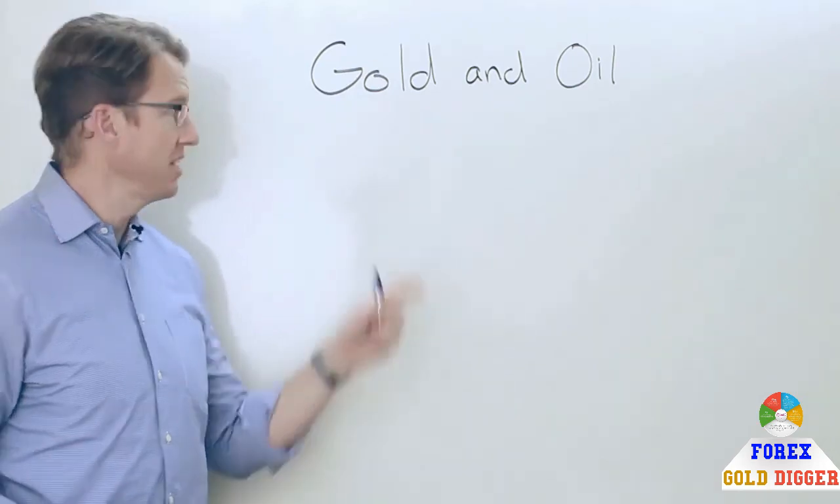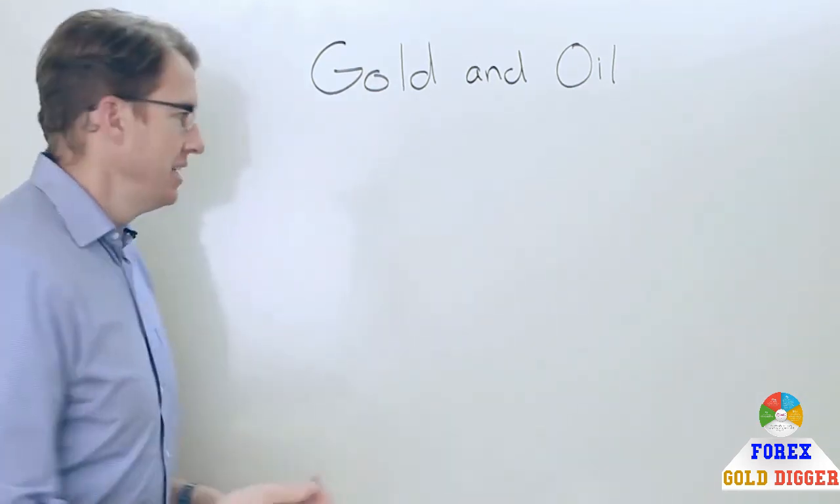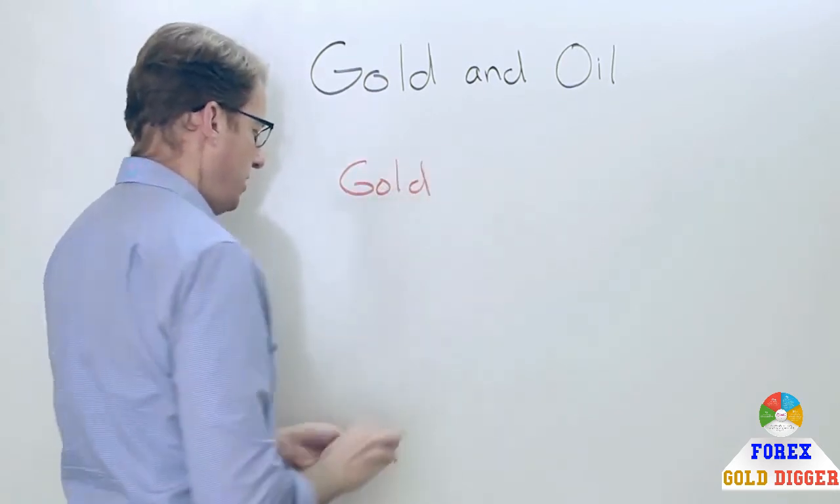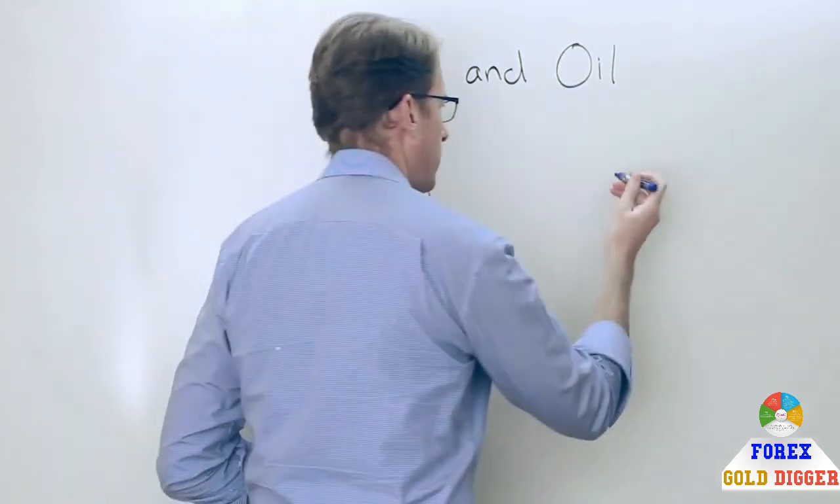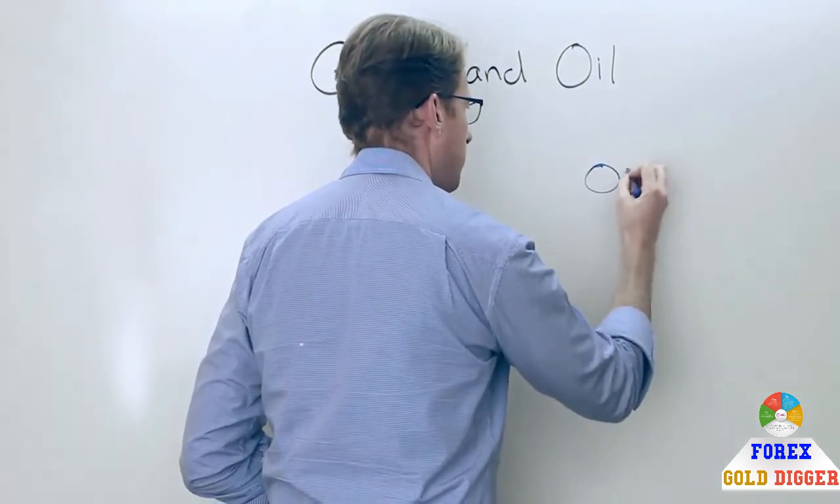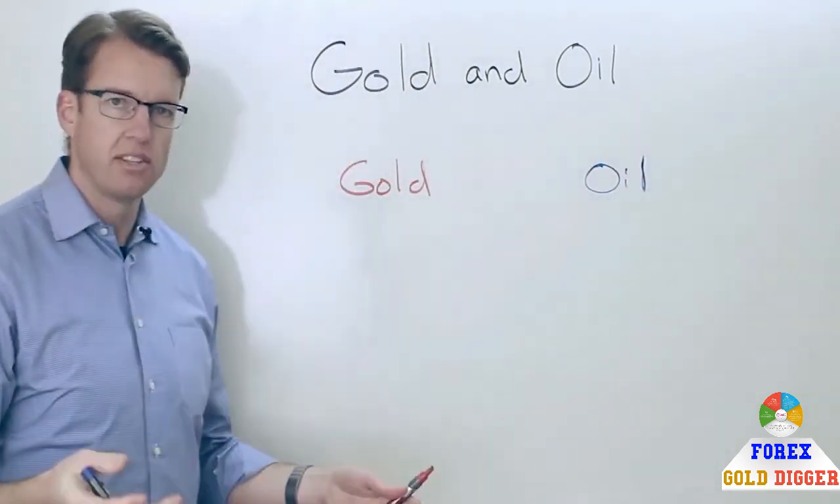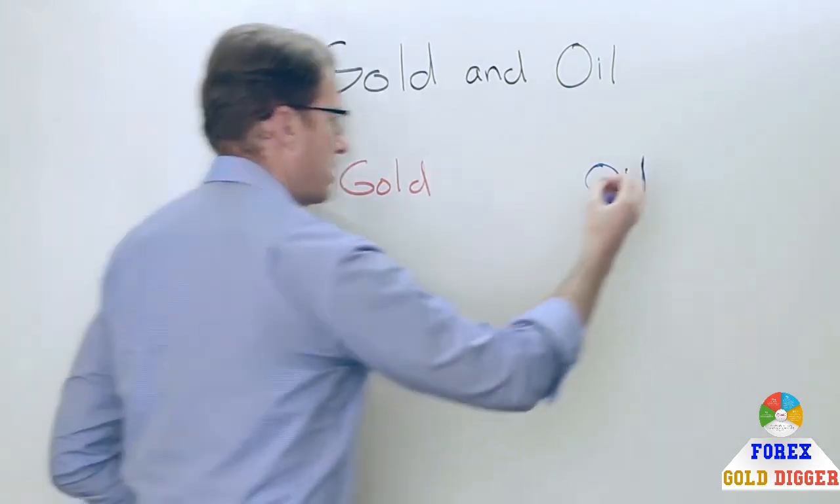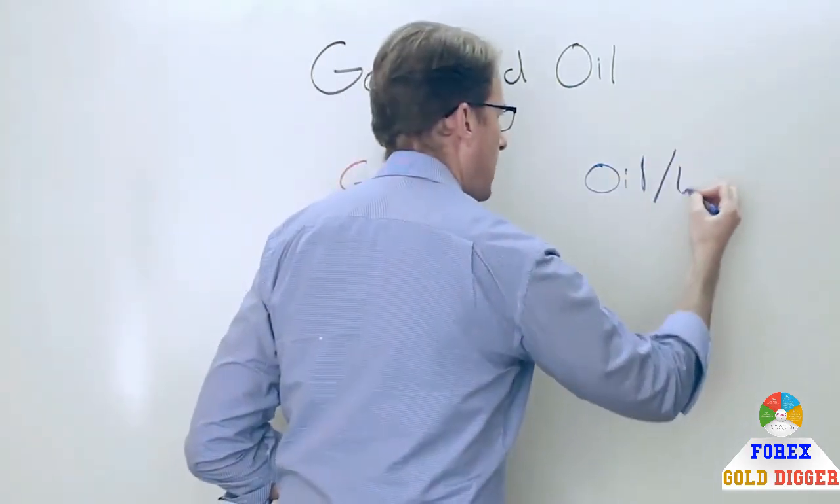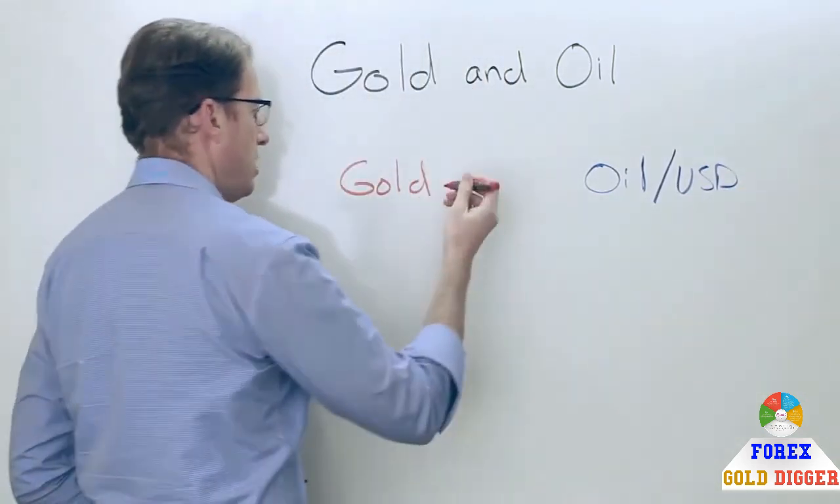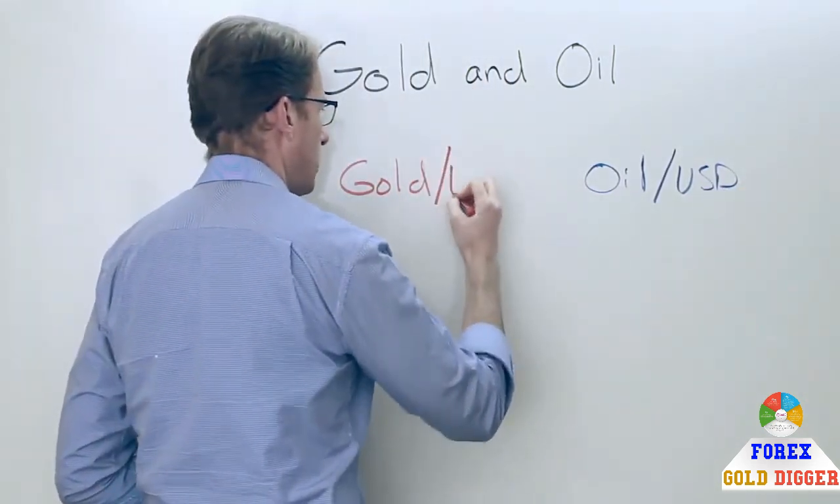Taking a closer look at trading gold and oil. Now what I'm going to do is write down gold over here, and then we'll write oil over here. Something that I find very helpful in understanding how these two relate to the dollar and so forth is to compare them to the dollar as if they were a currency pair, as if we were looking at the euro-dollar currency pair or something like that.